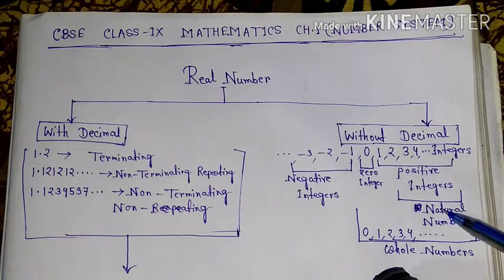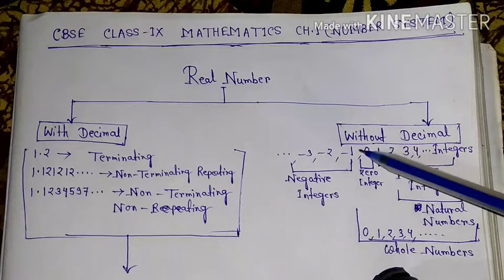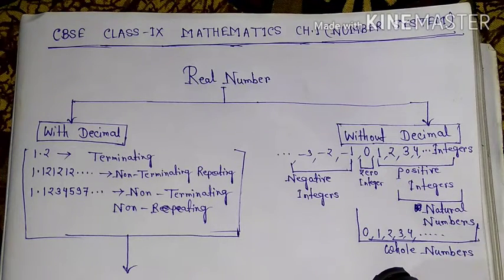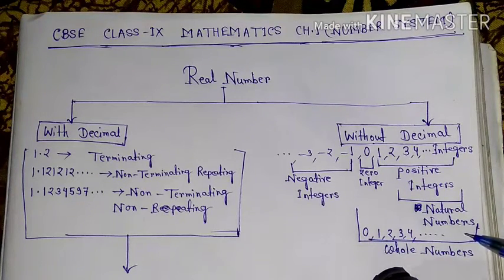Now the positive integers 1 2 3 4 up to plus infinity have another name, that is natural numbers. Why are these called natural numbers? Because in nature, in practical life, we use these numbers. If we include 0 in the natural numbers, then we get a new set, the whole number set: 0 1 2 3 4 and so on up to infinity. So 1 to infinity is natural numbers, and 0 to infinity is whole numbers.